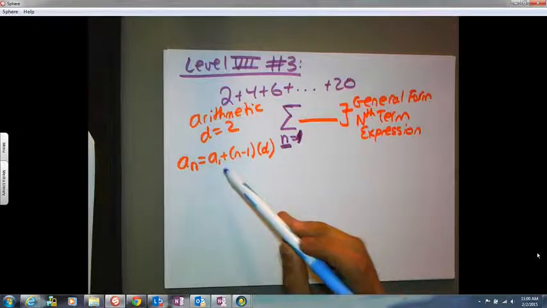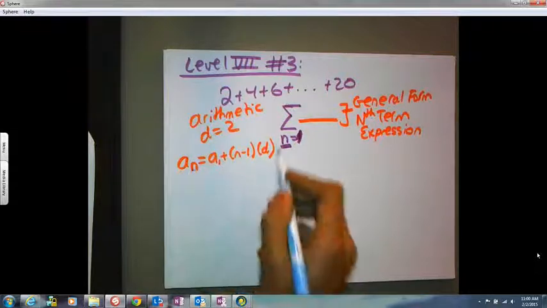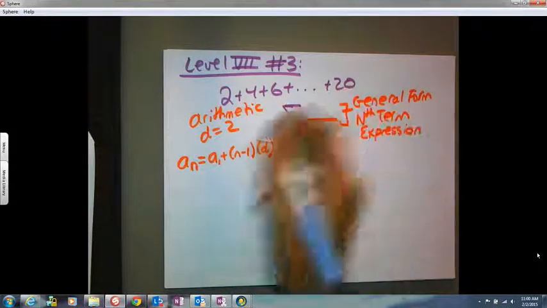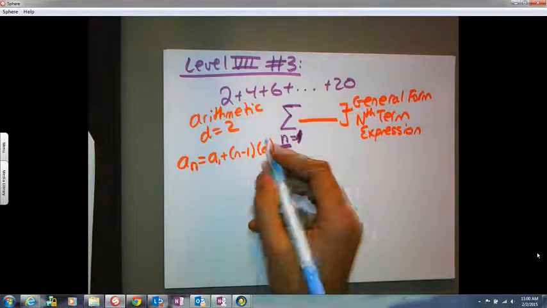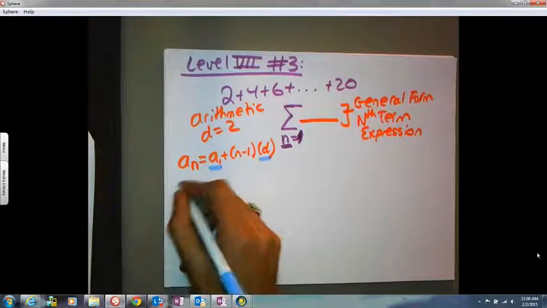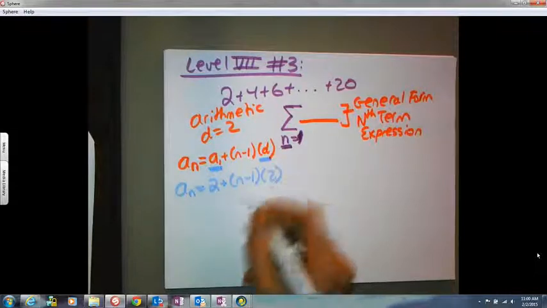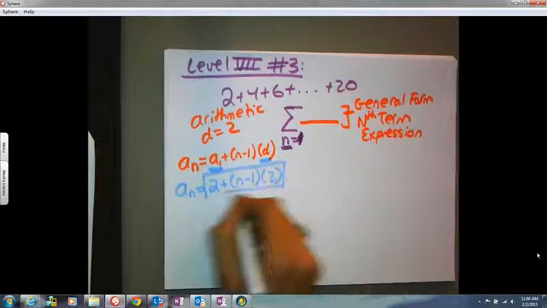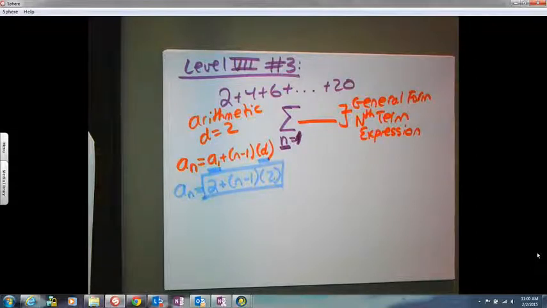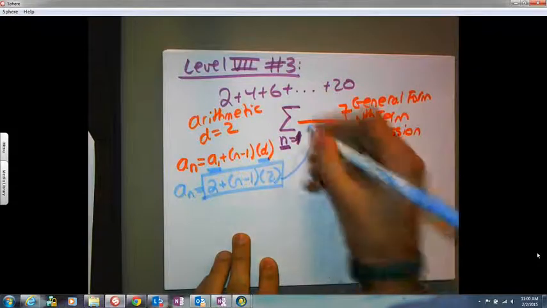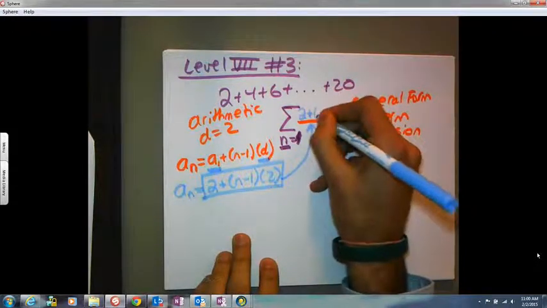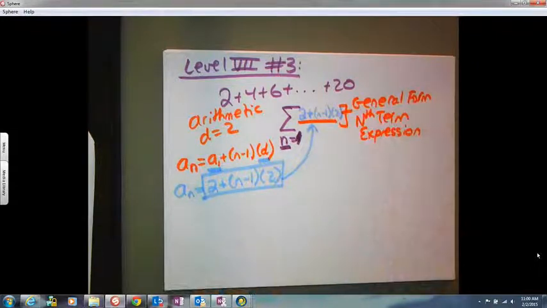Now, we should modify this general formula to fit the specific situation we have. So plug in A1 and plug in D. Okay, this is called the general form or the nth term expression. Again, you don't have to simplify this if you don't want to. You could distribute the 2 if you want to, but it's not required. This, as you all remember, goes here. And you now need to find the lower bound and the upper bound.